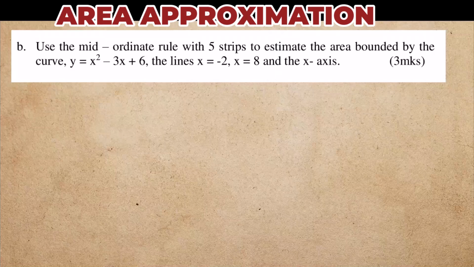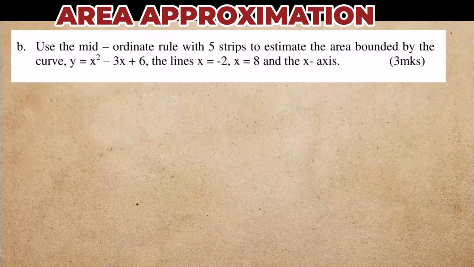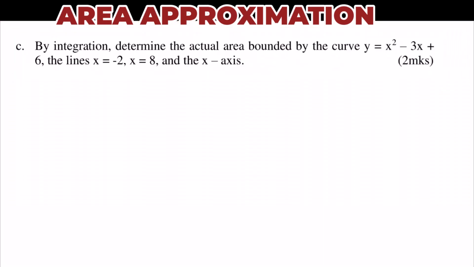Part B, use the mid-ordinate rule with 5 strips to estimate the area bounded by the curve y is equals to x squared minus 3x plus 6, the lines x is equals to -2, x is equals to 8, and the x-axis. Then part C, by integration, determine the actual area bounded by the curve y is equals to x squared minus 3x plus 6, and those same lines, so 2 marks.